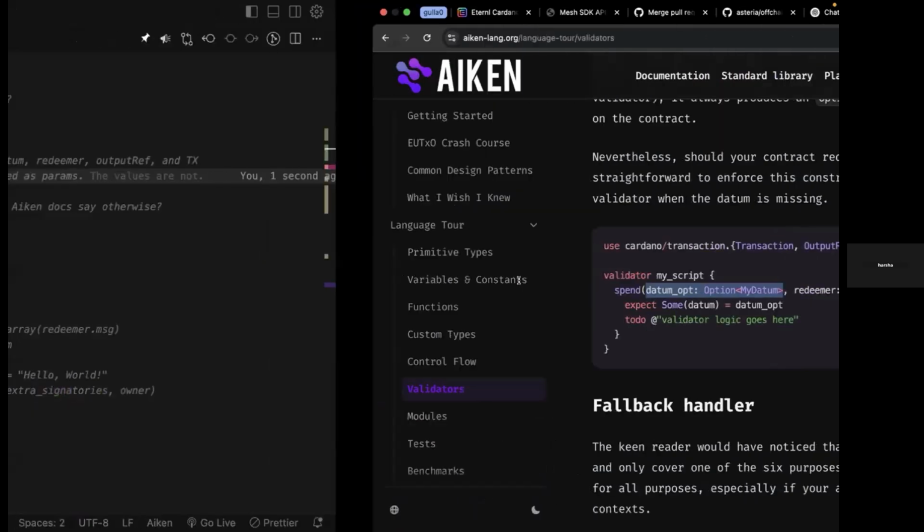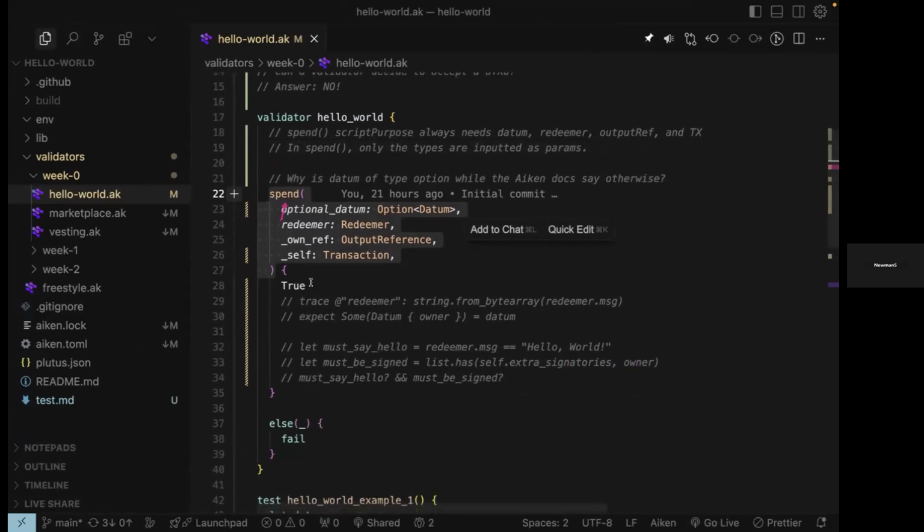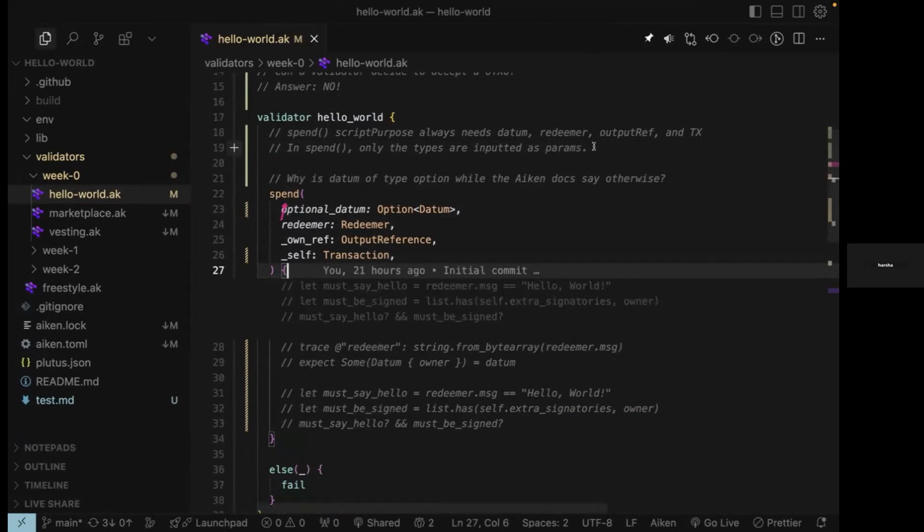Okay, that is clear. We got through it. I mean, that's a good headline: why is datum optional. Yeah, why is datum optional is definitely the headline from this session. Okay, does someone want to write the answer to it in the spend-only types that are inputted as parameters?